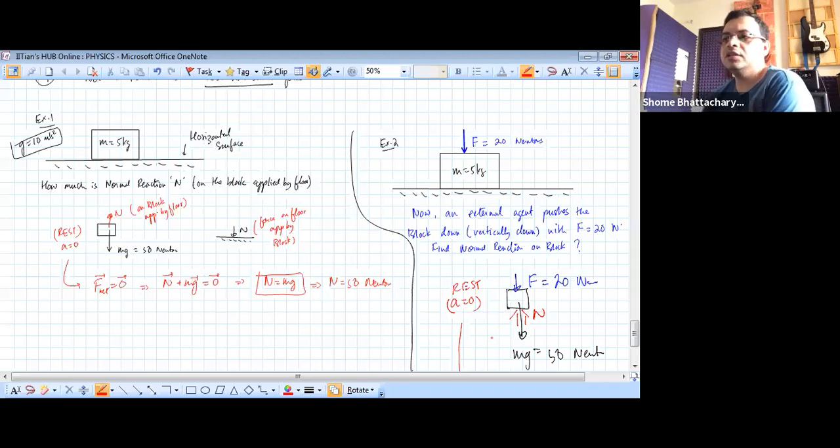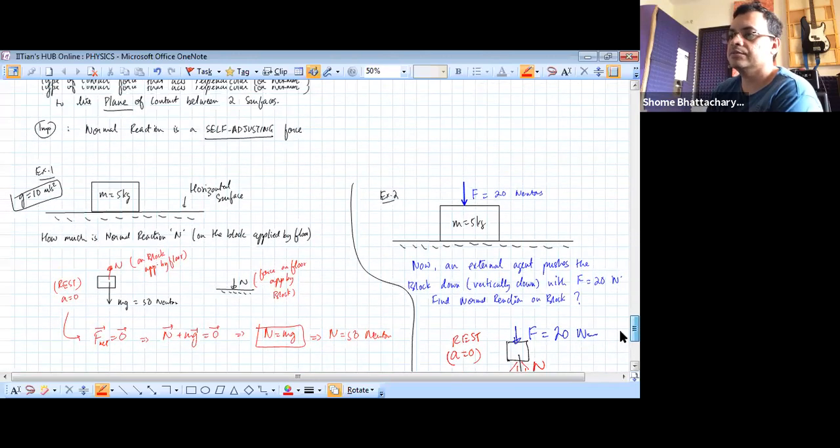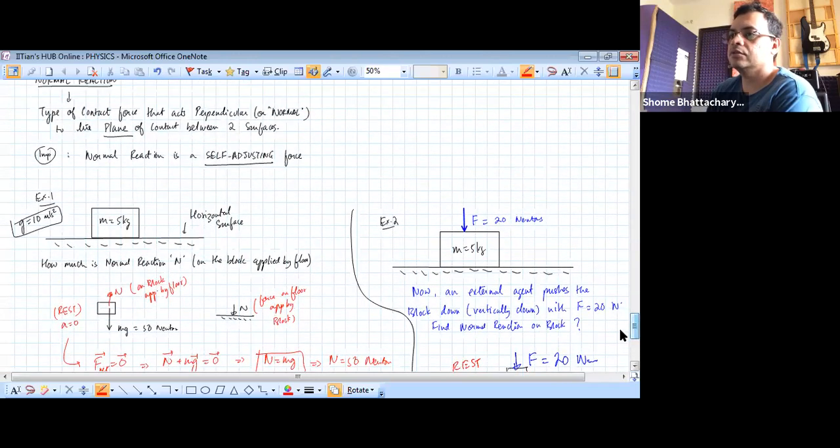So accordingly, the weight of that object will not change. It will remain invariant. But the force which can adjust itself according to some external effect is nothing but the normal reaction force. That's the one that adjusts itself. So this is the nature of normal reaction, that it is self-adjusting. Okay. So just make a note of this example, then I'll show you more examples of the self-adjusting nature of normal reaction.